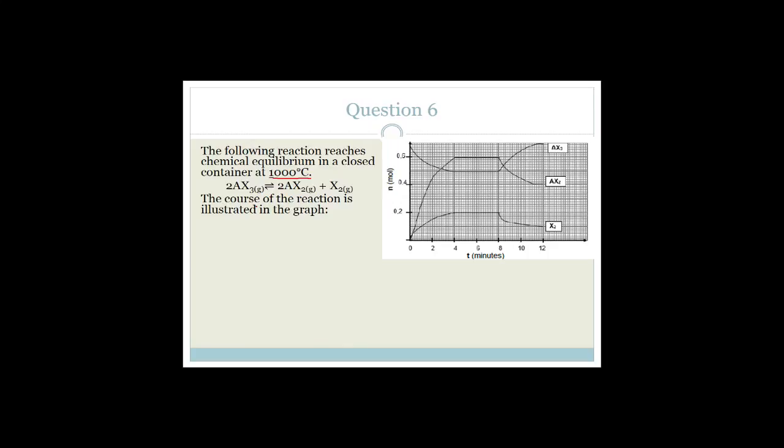So the course of the reaction is illustrated in the graph. So what we've got here is our AX3. We start off with lots of AX3. It goes down, and then it comes back up again. That's AX3. I'm going to change colors so we can find this easier to read. I just want to highlight the different sections. Then we've got AX2.